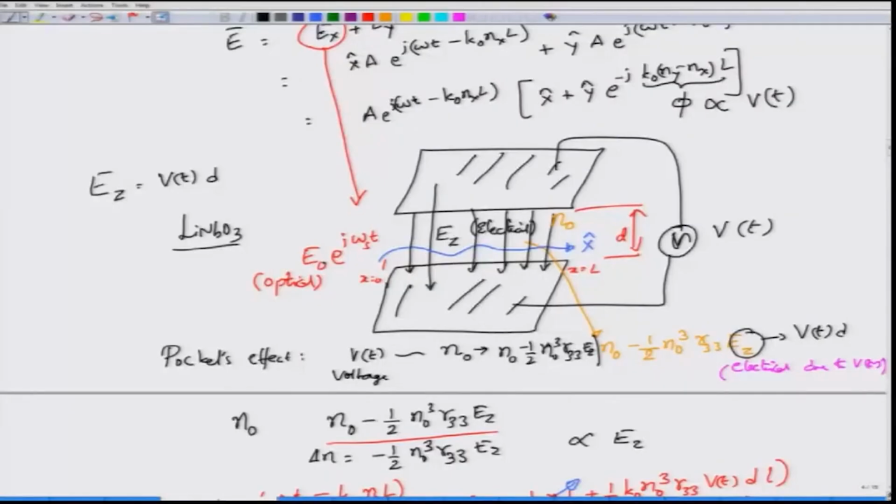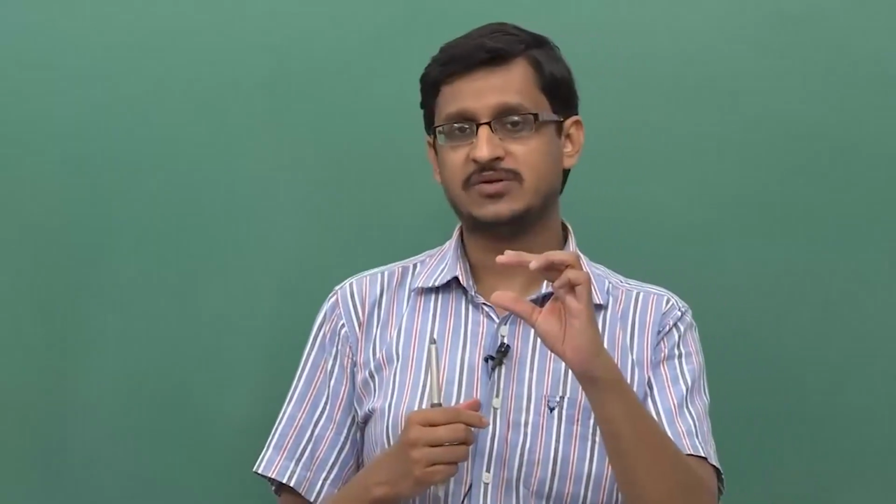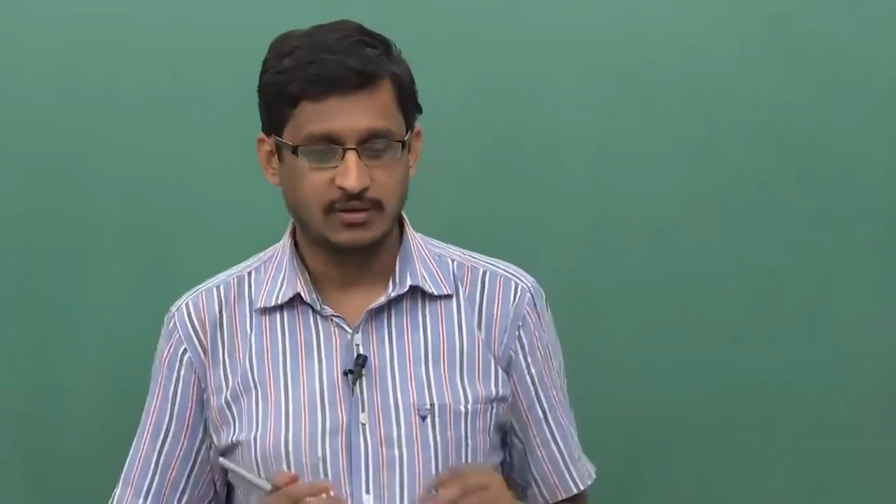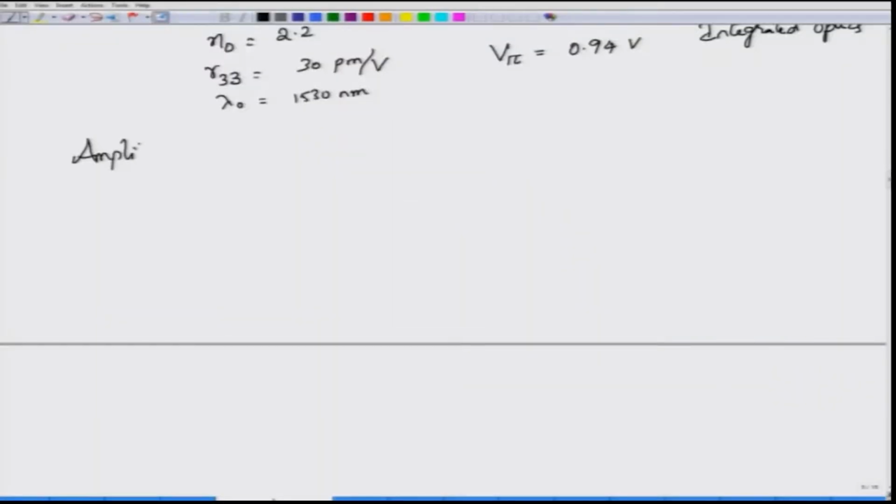So, what we have seen is that if you take such a lithium niobate crystal and apply a voltage, you will be able to induce a phase shift, and if the voltage you have applied varies with time, you have actually obtained phase modulation. Now, there is also amplitude modulation, correct. How do I obtain amplitude modulation? Well, we have already seen this amplitude modulation structure.